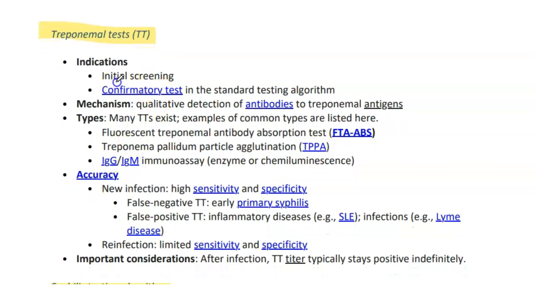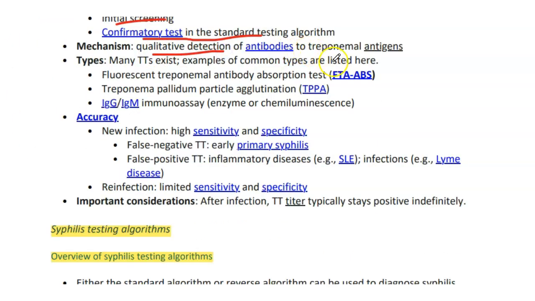Indications are initial screening and use as a confirmatory test in the testing algorithm. Mechanism is qualitative detection of antibody to treponemal antigens. Common examples of treponemal tests are FTA-ABS, TPPA, and IgG, IgM immunoassay. These have high sensitivity and specificity, and false positive and negative results can also occur.